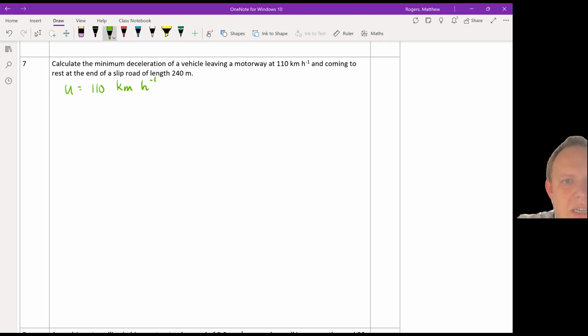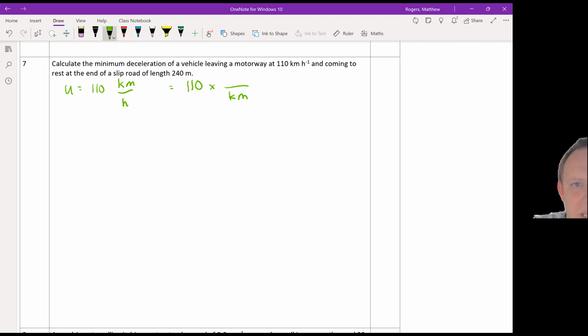We don't like this unit though, so we need to convert. In order to convert our units, I think it's helpful to have written them as a fraction. My thinking on converting units is always to deal with these units as a fraction as I go along. So what I want to do is take my 110, but I no longer want the unit to be kilometers. So I'm going to multiply this by something that gets rid of my current unit, which is the kilometer.